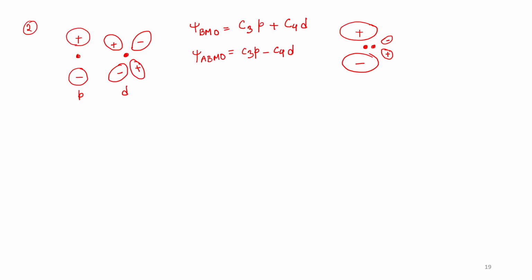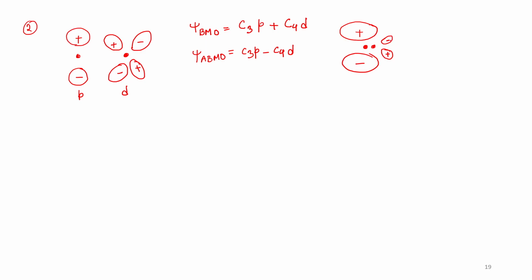They are not to scale obviously, but this is how it would look. Two of these lobes are going to form this big plus and this minus, and they are going to stay like this. So this is your bonding molecular orbital.